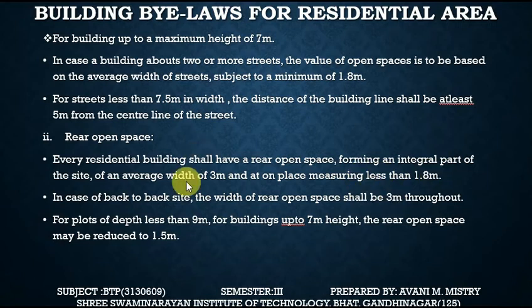पीछे कितनी स्पेस रखनी चाहिए इसके रिलेटेड है। ओके, द एवरेज विड्थ ऑफ 3 मीटर एंड एट ऑन प्लेस मेजरिंग लेस देन 1.8 मीटर। In case of back-to-back site, the width of rear open space shall be 3 meter throughout. For the plots of depth less than 9 meter, for building up to 7 meter height, the rear open space may be reduced to 1.5 meter.